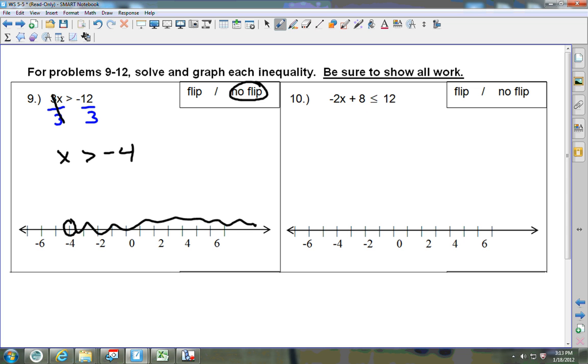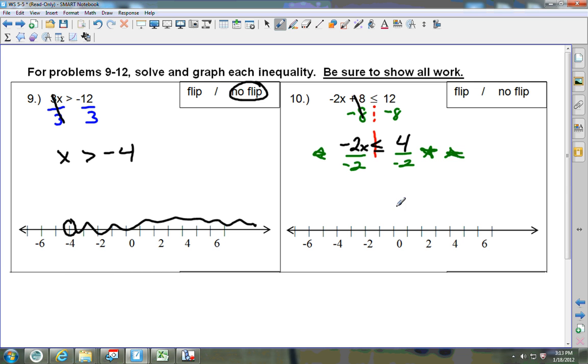Next one right here, to solve this equation, I'm going to subtract 8 from each side. These cancel. I get negative 2x is less than or equal to 4. We're going to divide by negative 2. There's my special situation. When you divide by a negative, you must flip this sign right here.